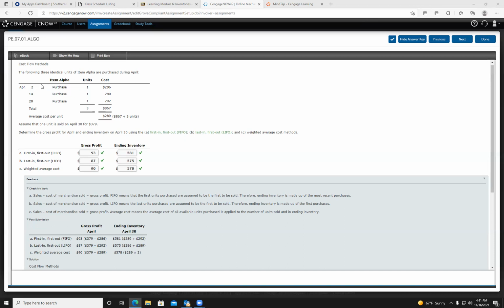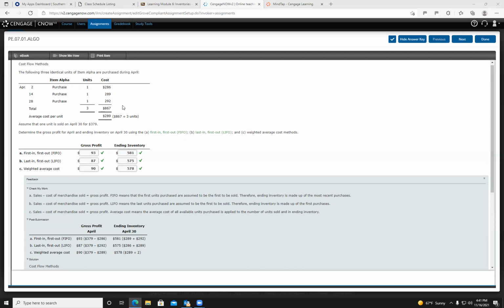We have, during the month of April, purchased 3 units. Each time we purchased, the cost of the unit was different. The first purchase we made on April 2nd, the cost of merchandise was $286. The next purchase we made on April 14th, the cost was $289. And the third purchase, made on April 28th, cost $292.